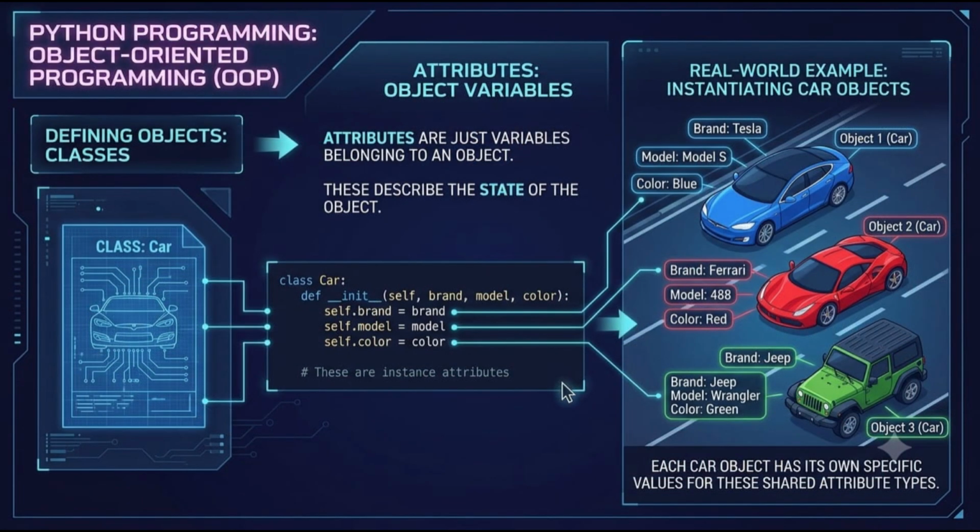Attributes are just variables belonging to an object. Inside our Car class, we might have attributes like brand, model, and color. These describe the state of the object.